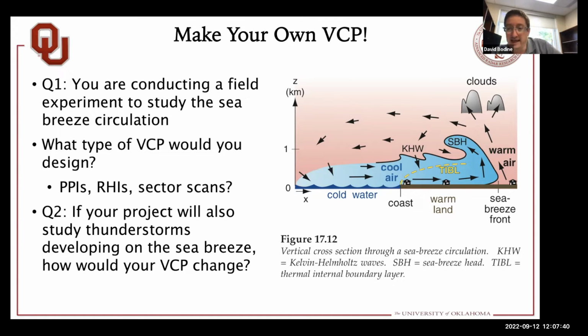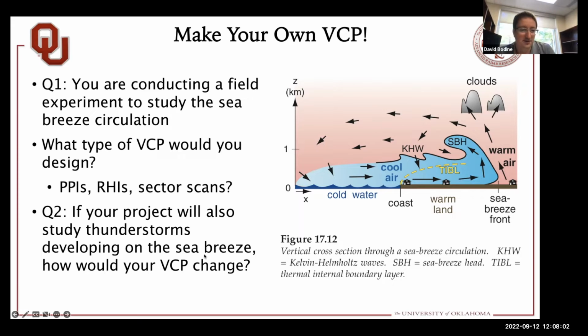An RHI scan, let's say you wanted to look at some of these wave-like structures on the top. It's going to be really hard to get the vertical detail and the continuity of data from a PPI scan. So that would be a case where the RHI scans can be really helpful for looking at some of the structure here, as well as maybe the convergence along the sea breeze.